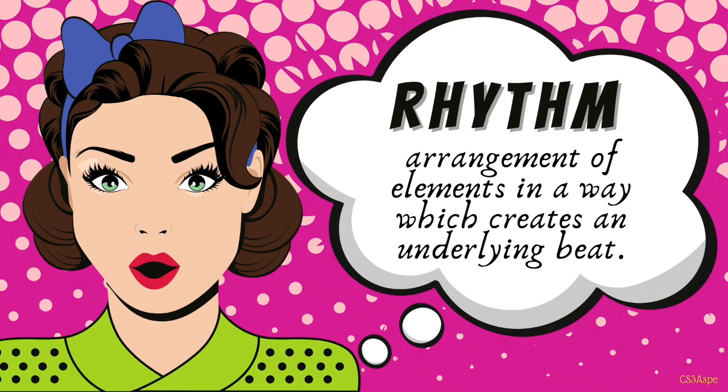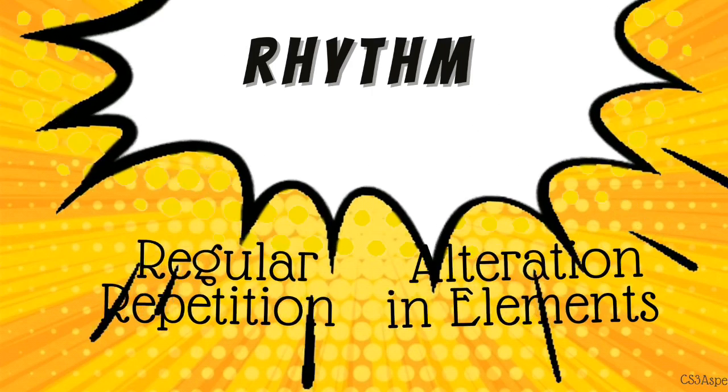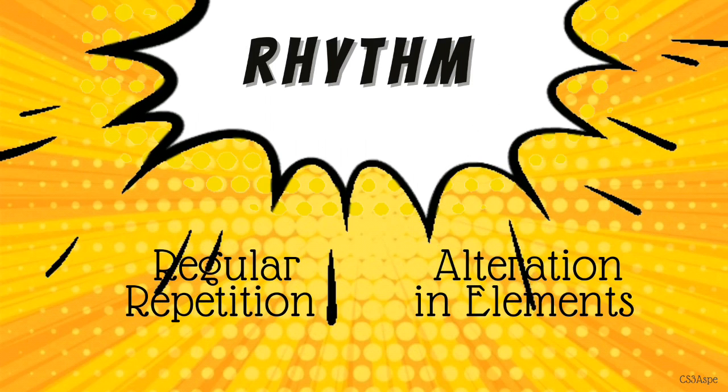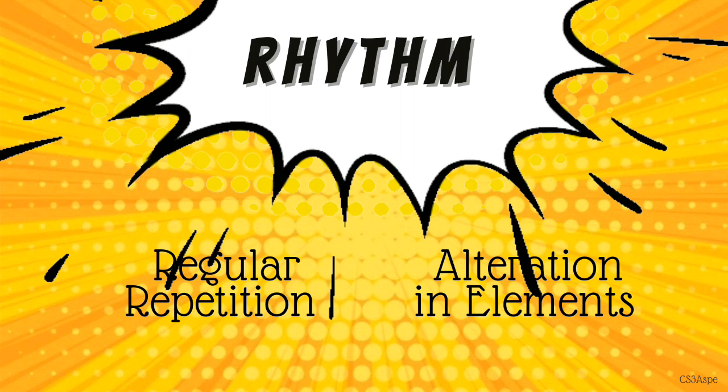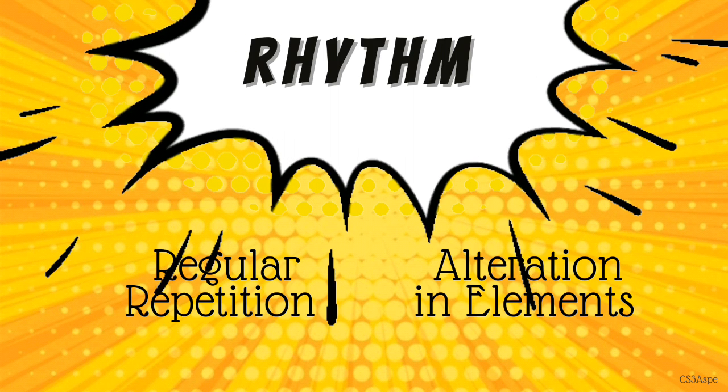Another principle of design is rhythm. It refers to the arrangement of elements in a way which creates an underlying beat. Rhythm can be regular repetition or alteration in elements. There are 5 basic types of visual rhythm that designers can create: random, regular, alternating, flowing, and progressive.